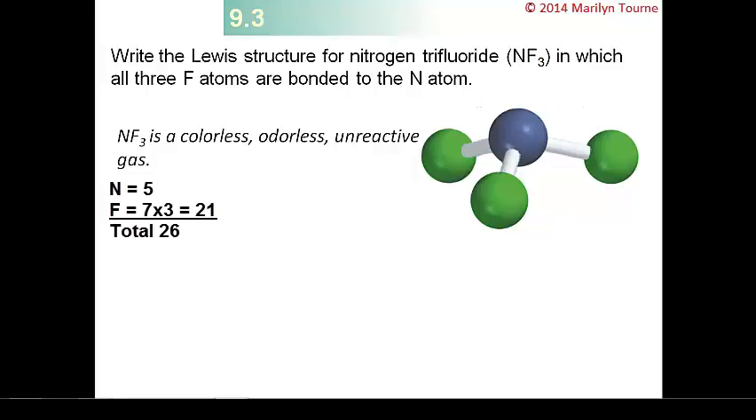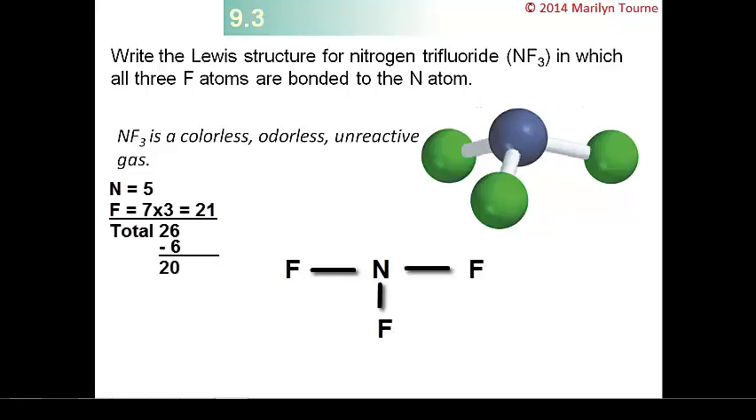Next thing you do is you decide which one goes in the center. Well, nitrogen is less electronegative than fluorine, so nitrogen would obviously go in the center. Next thing you do is draw a bond between the nitrogen and each of those fluorines. That accounts for 6 electrons. So 26 minus 6 leaves you 20 valence electrons.